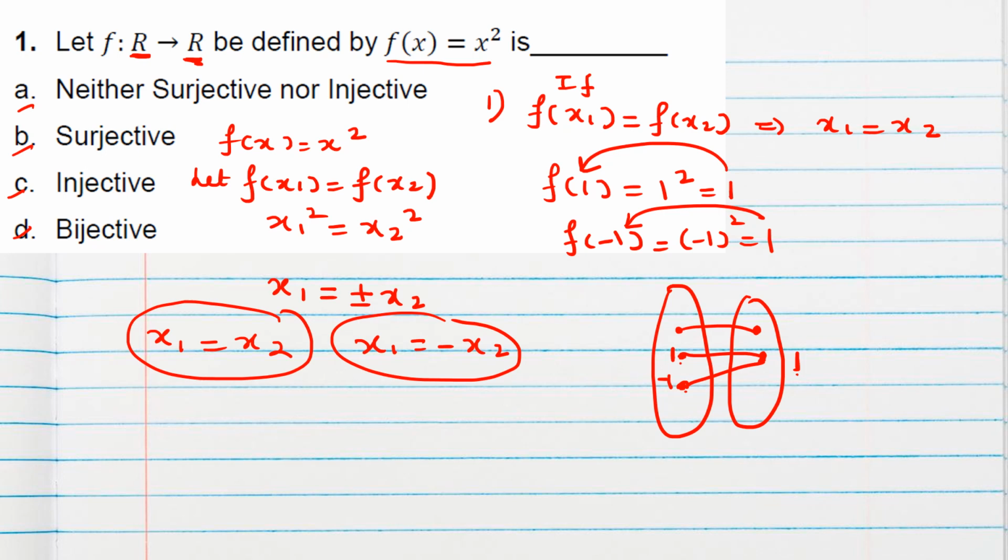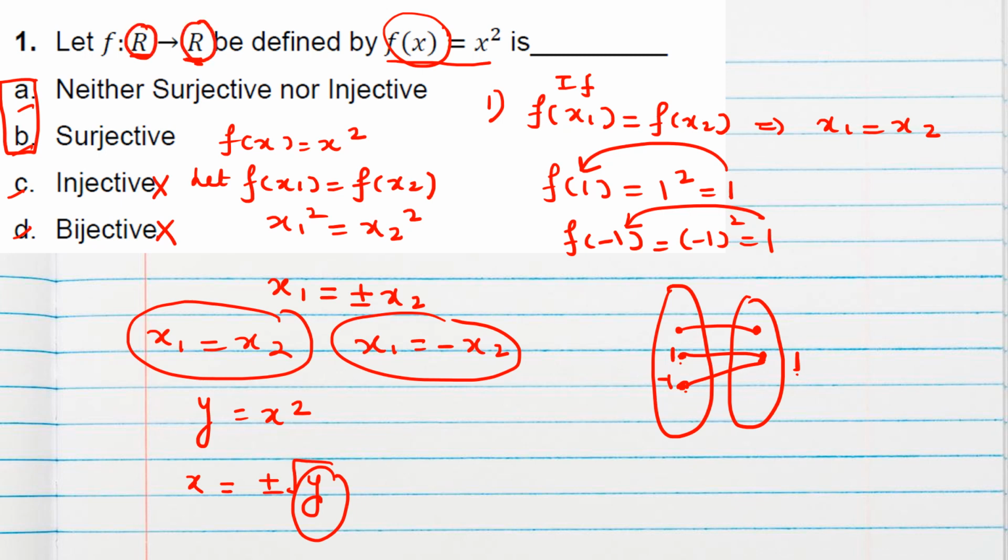If it is not injective, it won't be bijective, because bijective means injective plus surjective. Now we are left with two options. We will check here. For surjective, what is the general way of proving? You put y equal to x square. Then you find the x value from this expression. That will be plus minus root y. So the y value we will take from R, and from here the x values.